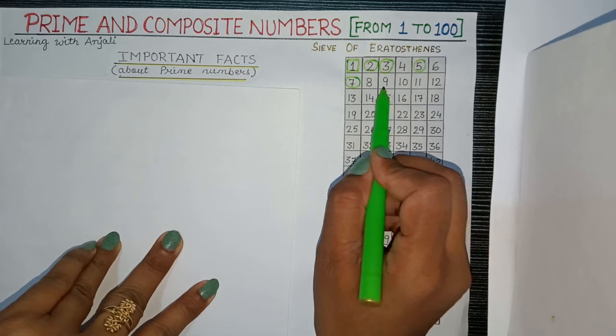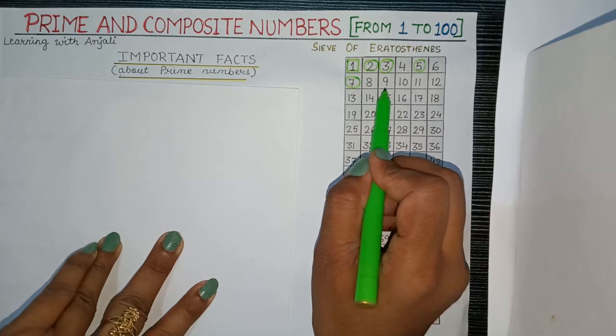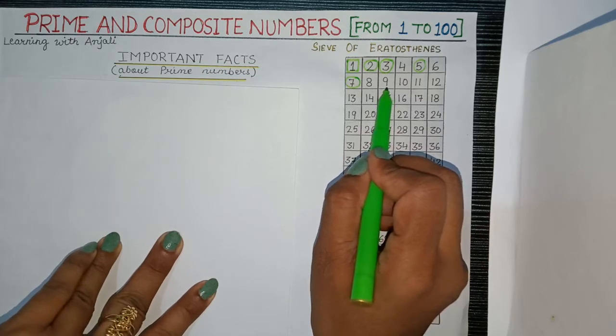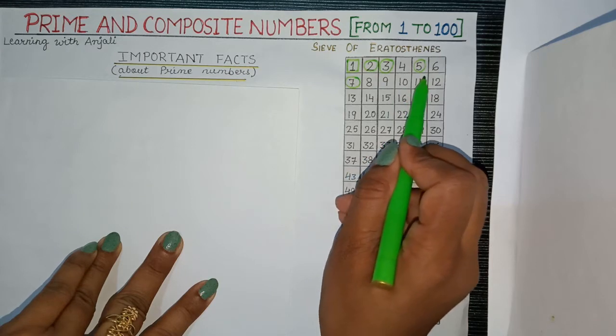Here 9 is also not a prime number. 9 is the multiple of 3. 10 is not a prime number. Here 11.